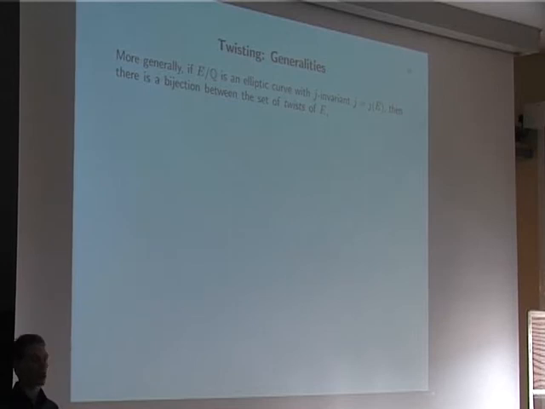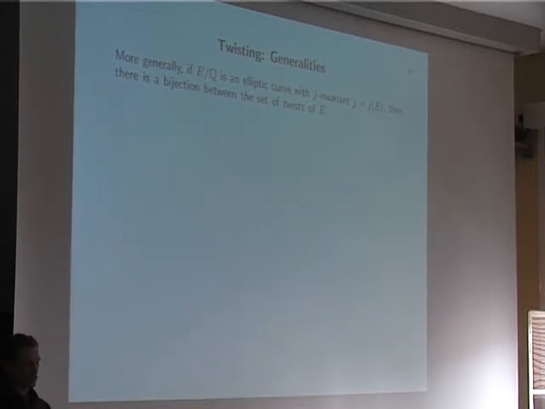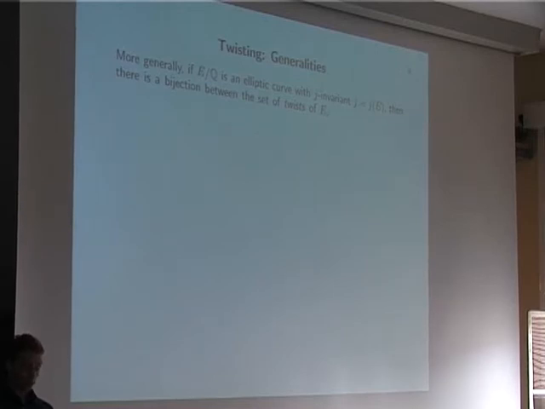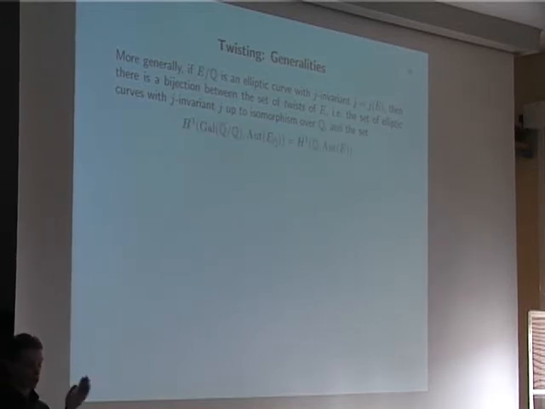Okay, so let me do this more generally. Since this is a summer school, you might as well hear it in this generality. We'll use it later. So if E over Q is any elliptic curve with j-invariant j, then there's a bijection between the set of twists of E, that means the set of elliptic curves with j-invariant j up to isomorphism over Q, and this Galois cohomology set. So you take H^1 of Galois Q-bar over Q, and you look at the automorphisms of E defined over Q-bar, and this is another way of denoting that set.